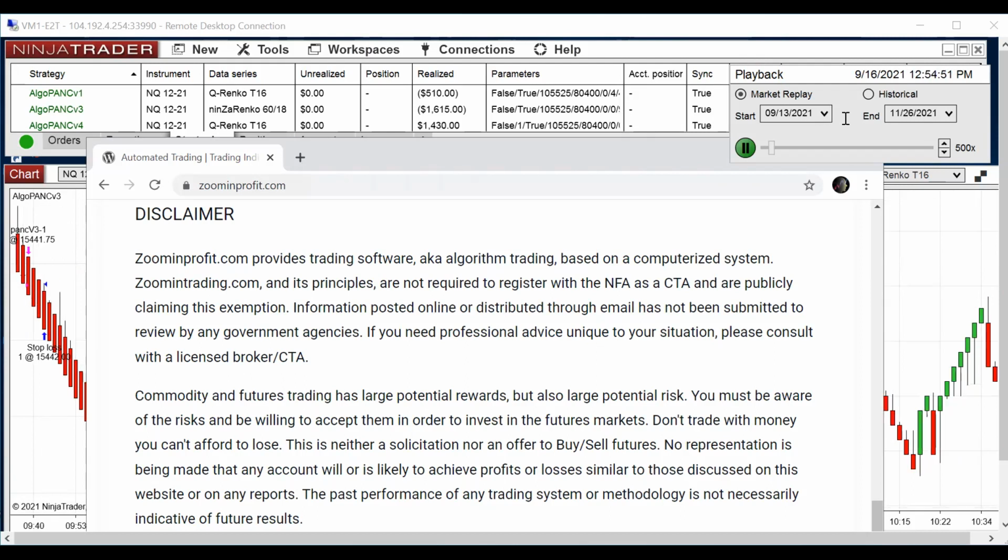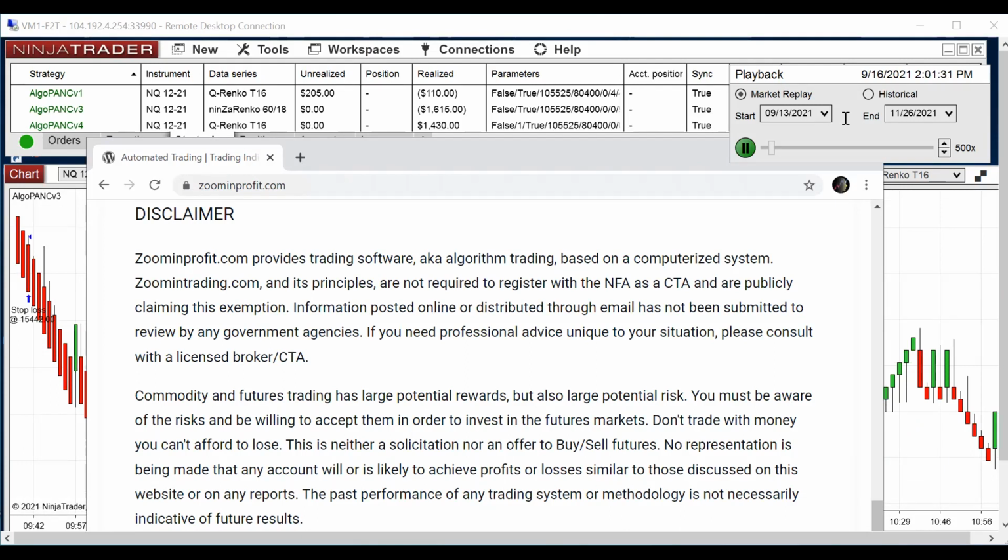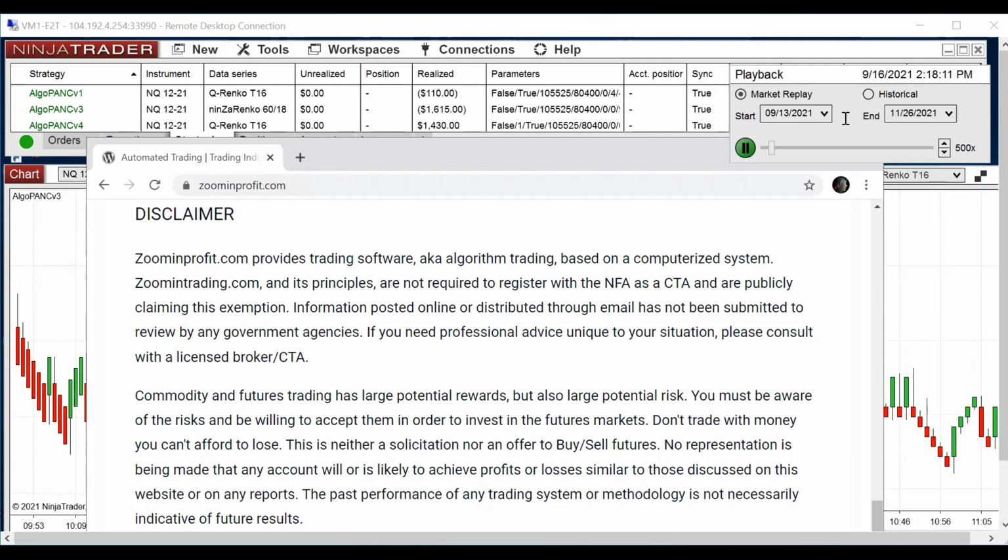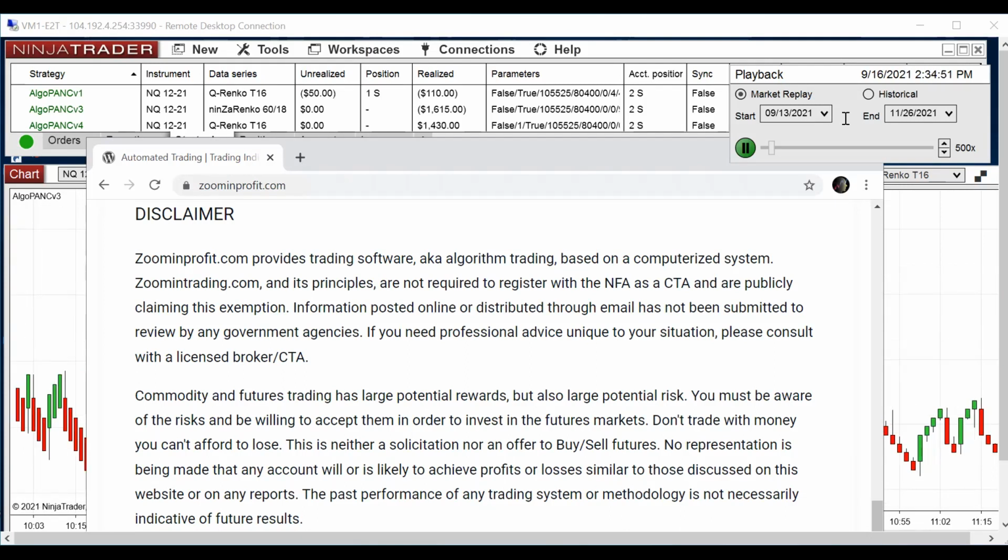the end of November. But first, a disclaimer, a government required disclaimer that investing and futures trading is risky. And so there is no guarantee of performance. That is, past performance does not guarantee future performance.